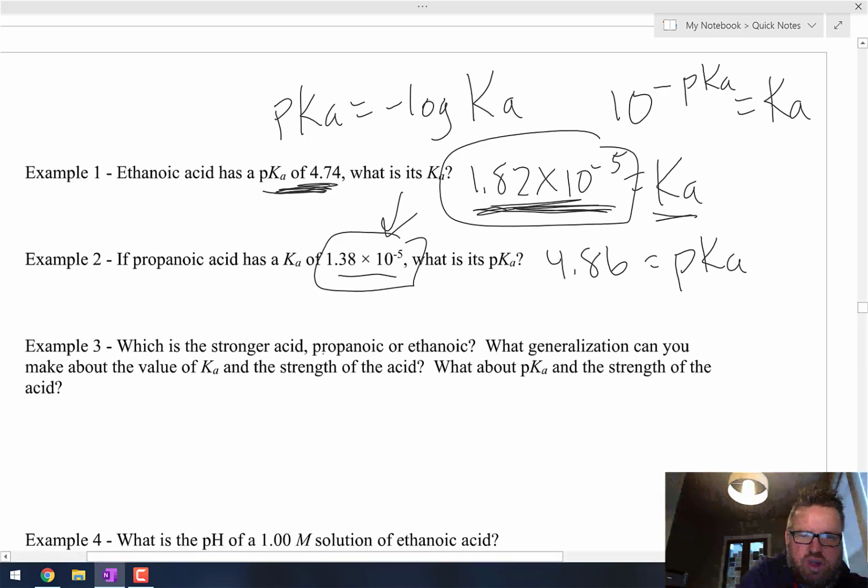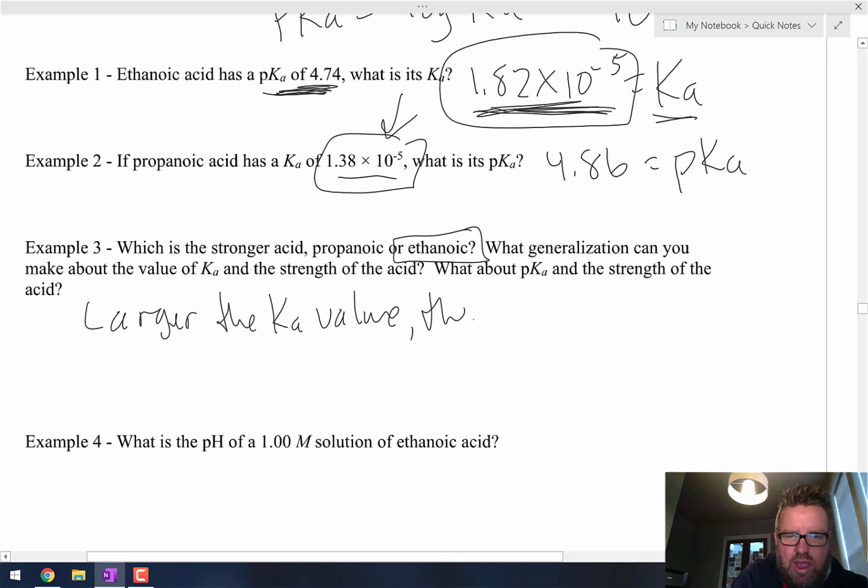So which is the stronger acid, propanoic or ethanoic? Ethanoic. And why? Because it has a larger Ka value. So what generalization can you make about the value of Ka and the strength of the acid? The larger the Ka value, the stronger the acid.